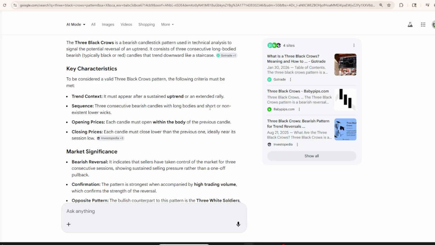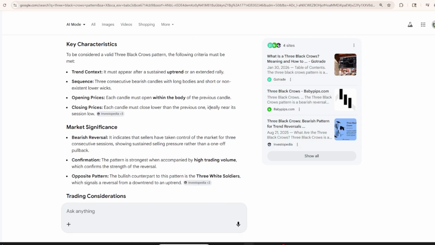So here's three black crows. I honestly don't know how valuable this pattern is to use. I don't know how you really trade it well. It doesn't give you good levels, but you've heard of it. People tweet it. They talk about it all the time. And at least now you have a little better sense of what is the three black crows or three-winged crows pattern?